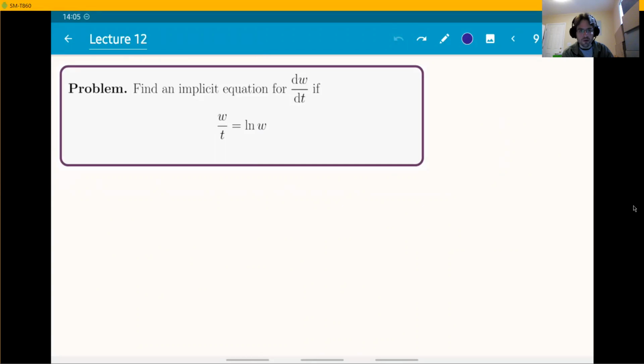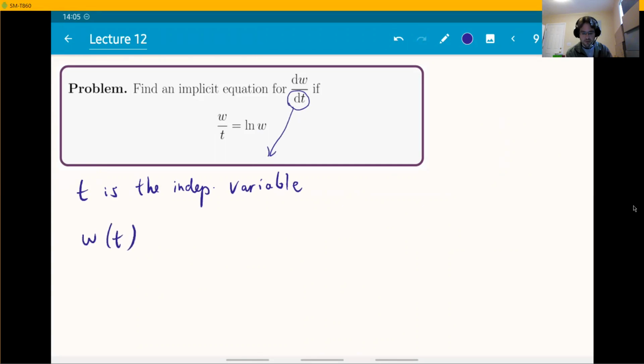Well, okay, what is the independent variable? It's t, the one that had the role of x in the previous example, because it is the one with respect to which we are taking a derivative. That's how I know. t is the independent variable, and w is a function of t, because I'm taking a derivative of w with respect to t.